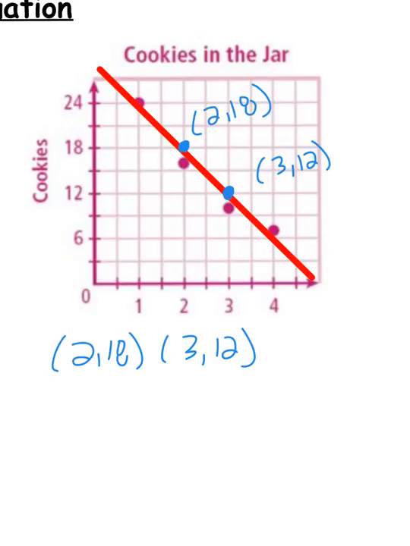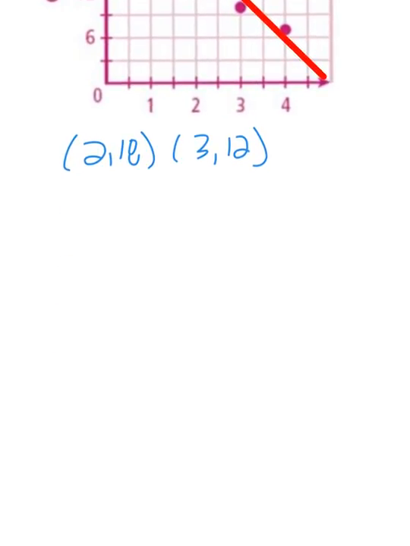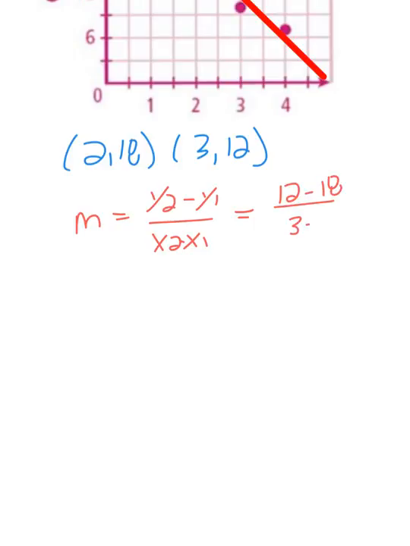So the first thing I'm going to do is use my 2 points to calculate the slope, okay? So the slope between 2 points is equal to the change in y over the change in x. In this problem, that's going to equal (12 minus 18) divided by (3 minus 2), which is going to equal negative 6 over 1. So my slope is negative 6.